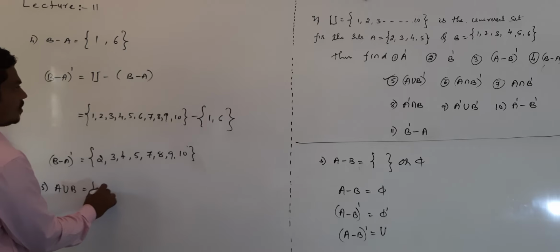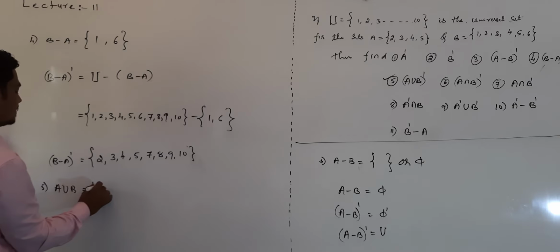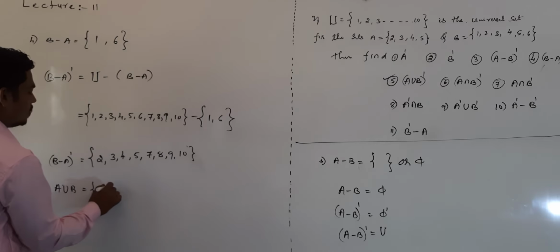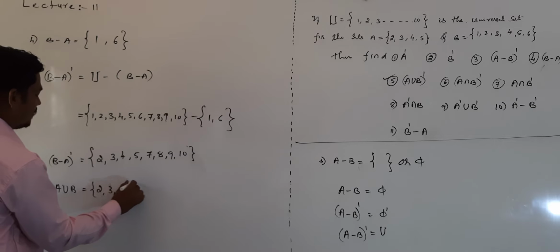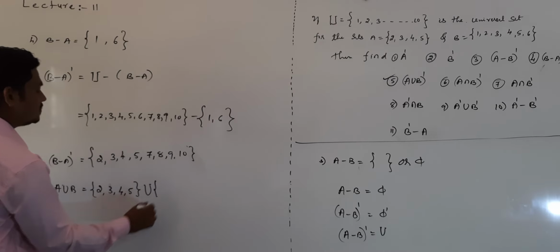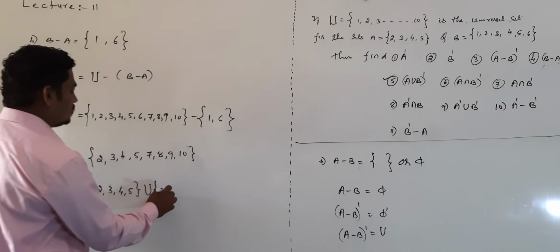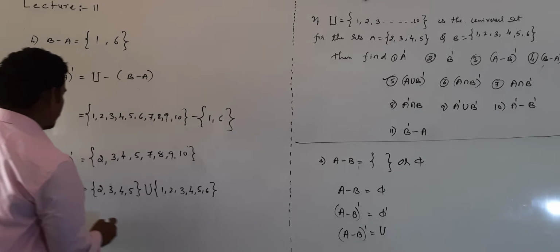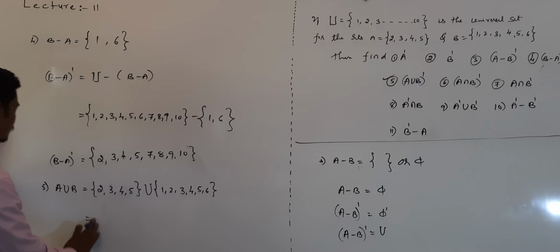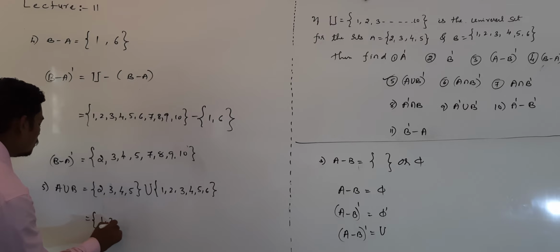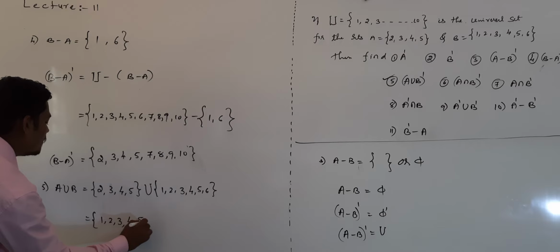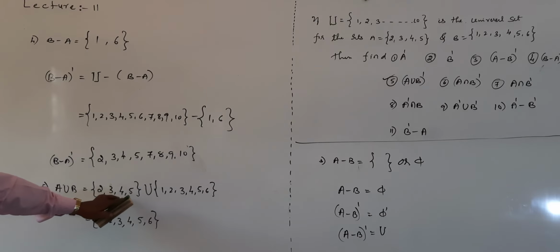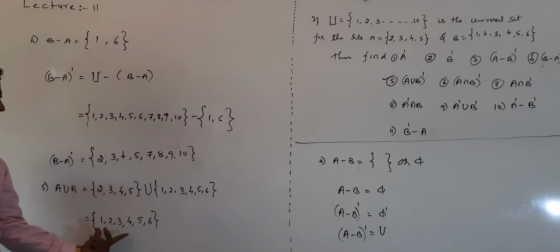What is set A? Set A is 2, 3, 4 and 5. Union. Set B is 1, 2, 3, 4, 5 and 6. Already you know union of two sets: 1, 2, 3, 4, 5, 6. This is union of A and B. This is A union B.